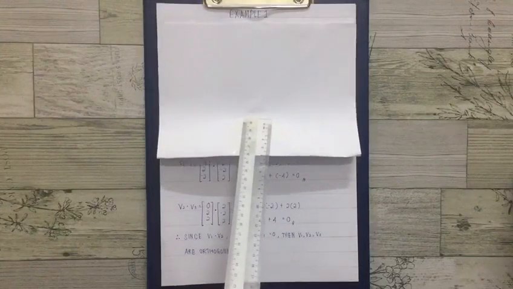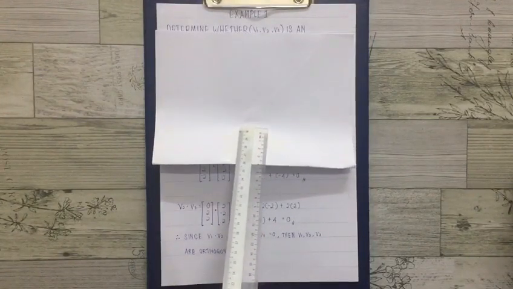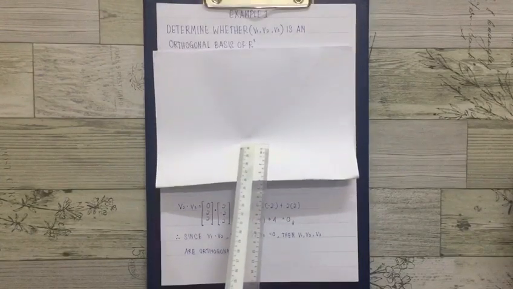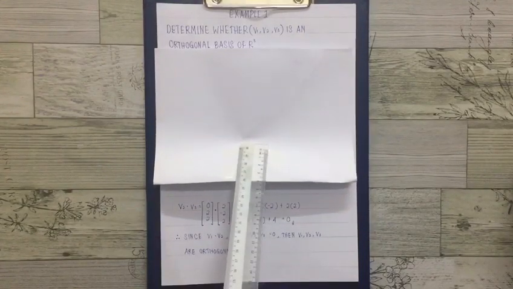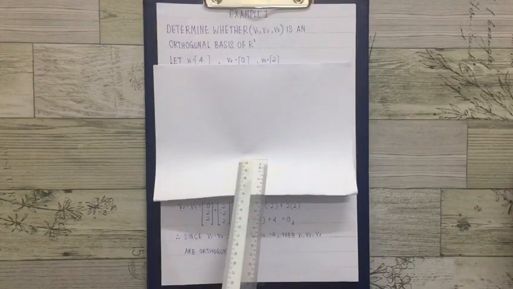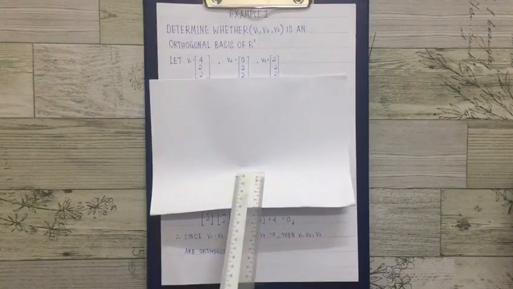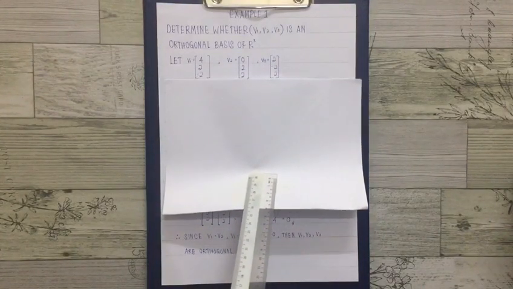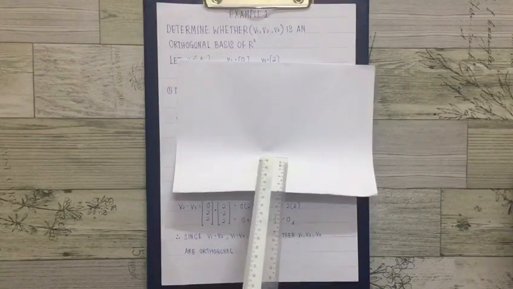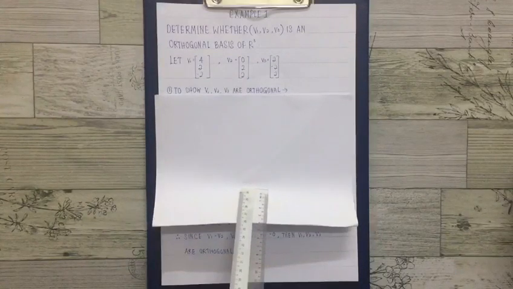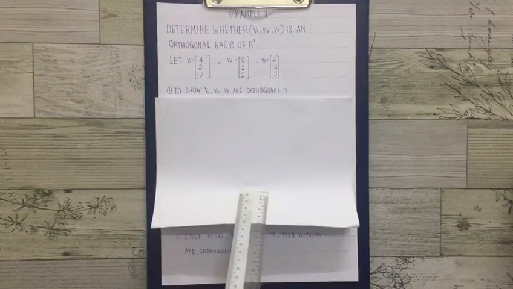For example 1, we have to determine whether V1, V2 and V3 is an orthogonal basis of R3. So first step, we let V1 equals (4, 2, -2), V2 equals (0, 2, 2), and V3 equals (2, -2, 2). So first, we have to show V1, V2 and V3 are orthogonal.